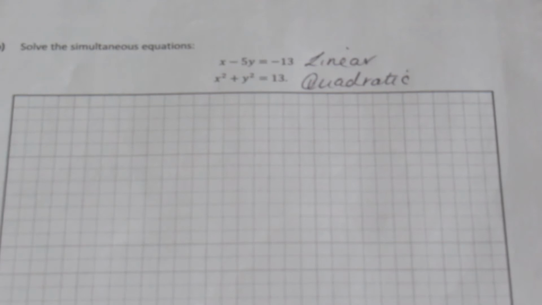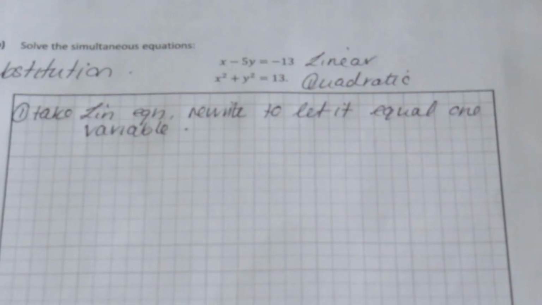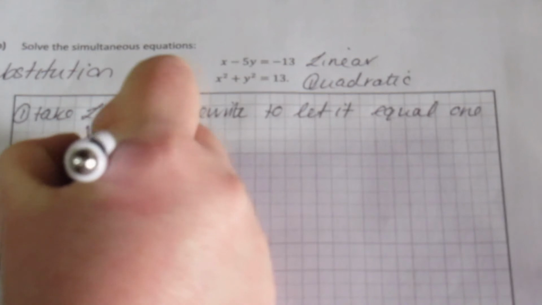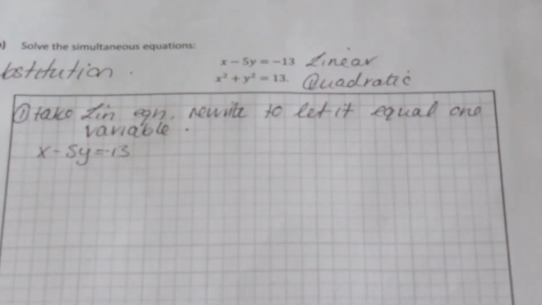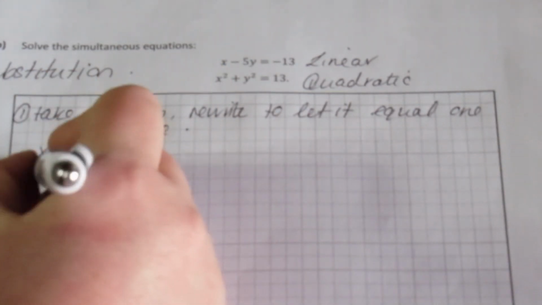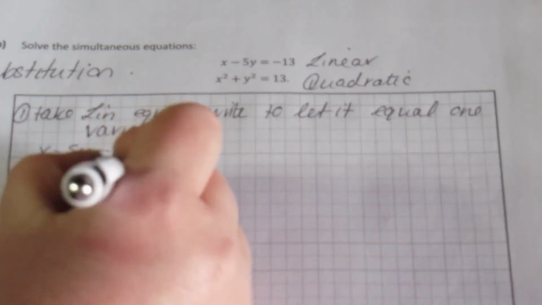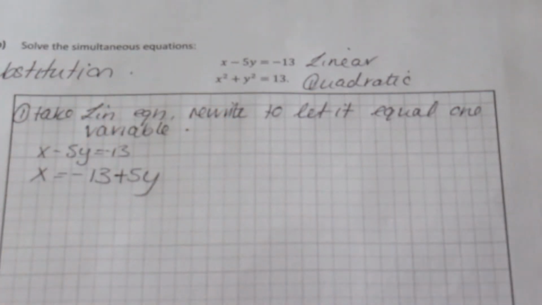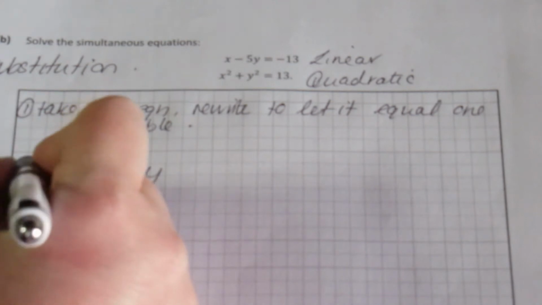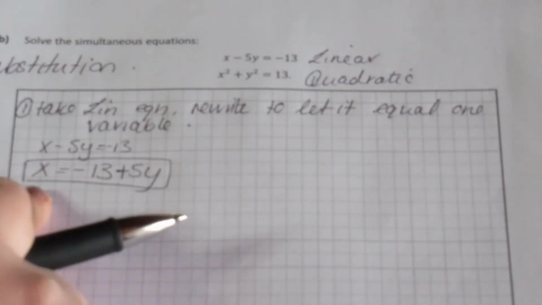So we're going to use the substitution method here. Step 1 is to take a linear equation and rewrite it to let it equal to one of the variables. x minus 5y equals minus 13 is our linear equation. I'm going to let it equal to x, which means I'm going to take that minus 5y, bring it over to the right hand side. So now my equation is equal to x.